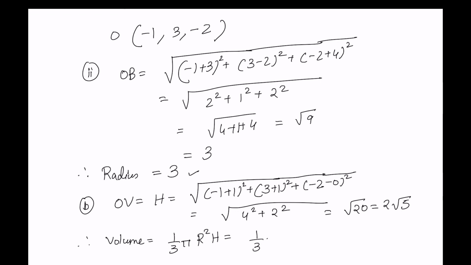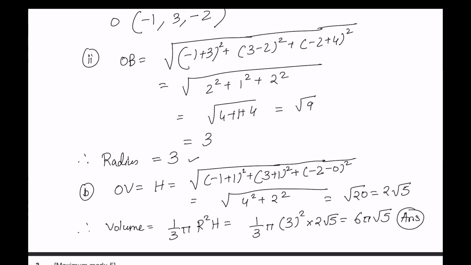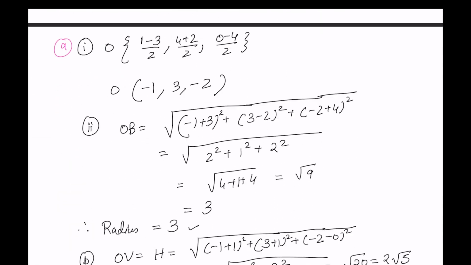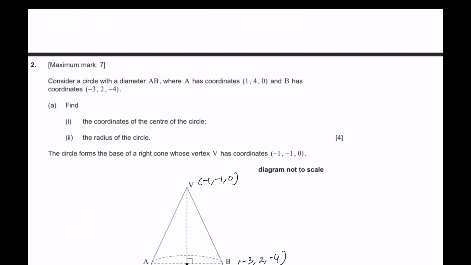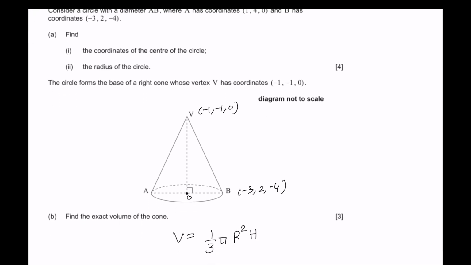So 1 by 3 pi r would be 3, so 3 square times h would be 2 root 5. So it will be 6 pi root 5. This will be the volume of this cone. As it's paper 1, we won't be able to use the calculator and find the exact value, so we'll have to keep the answer like this. So that is all about question 2.